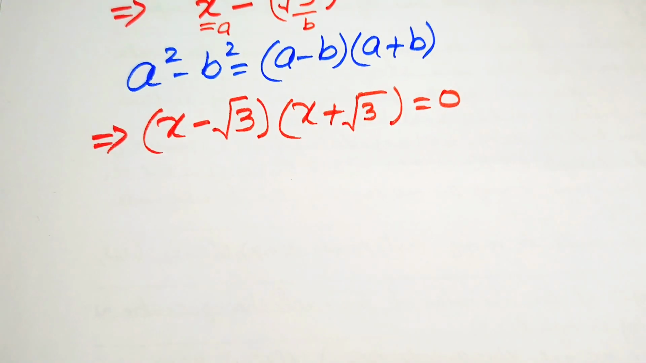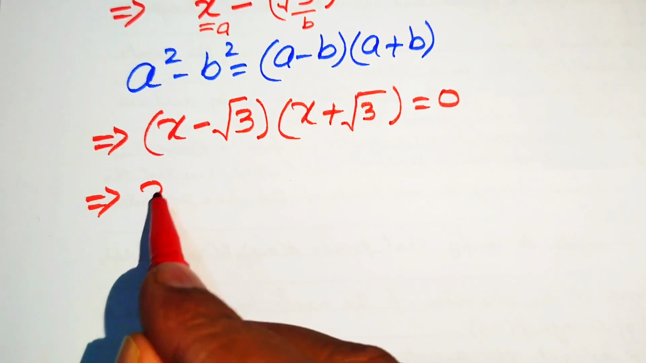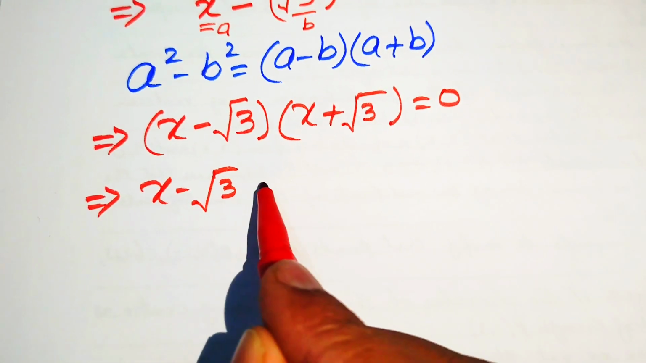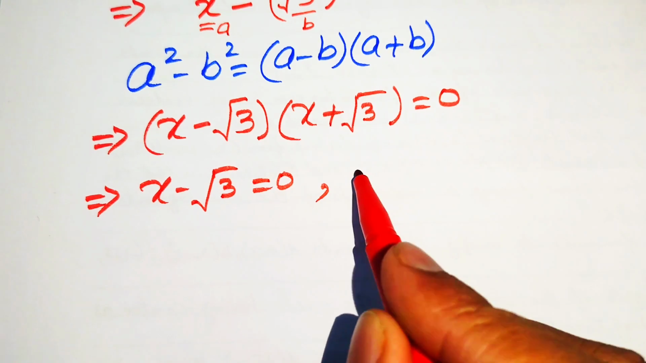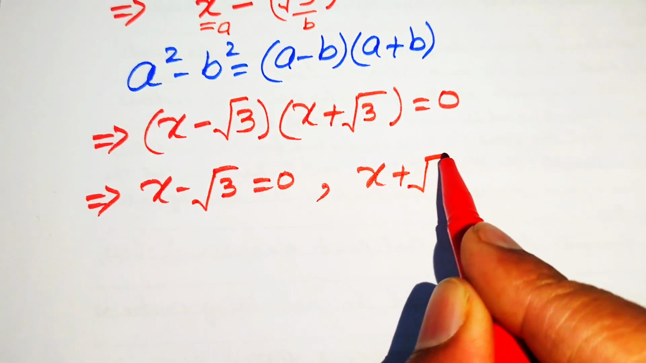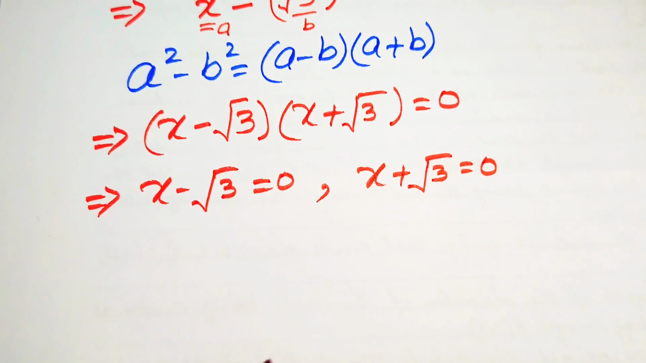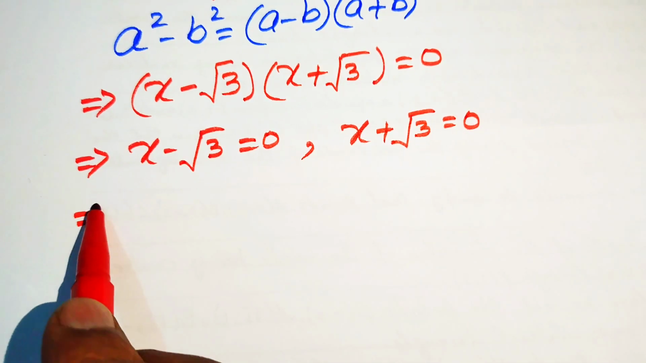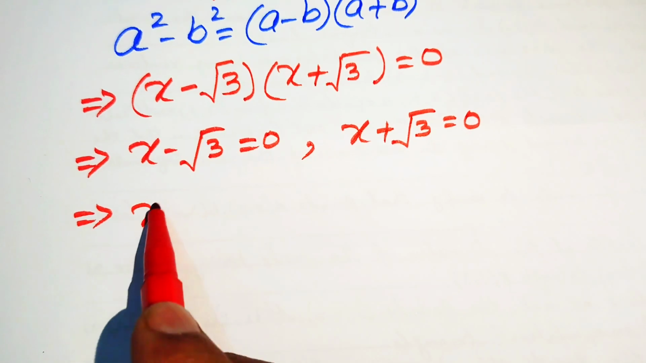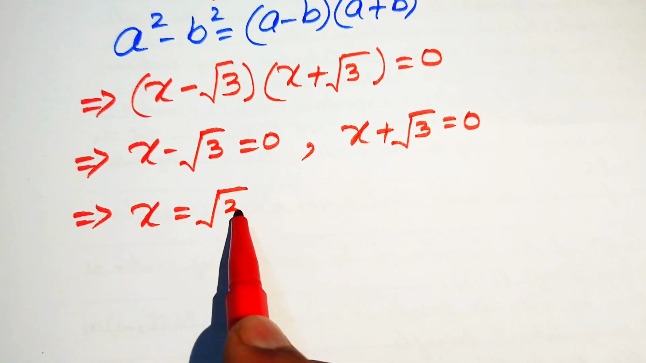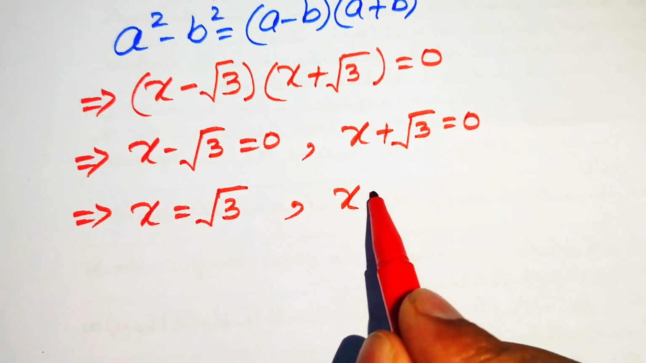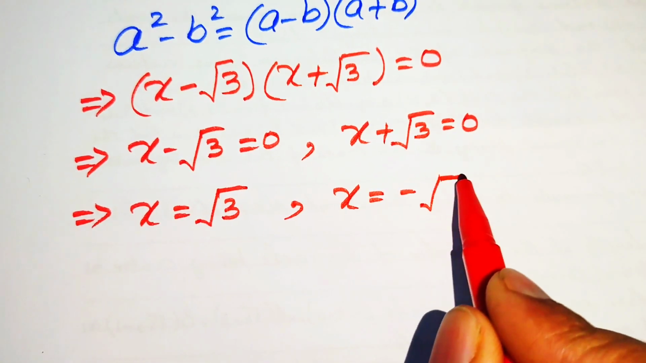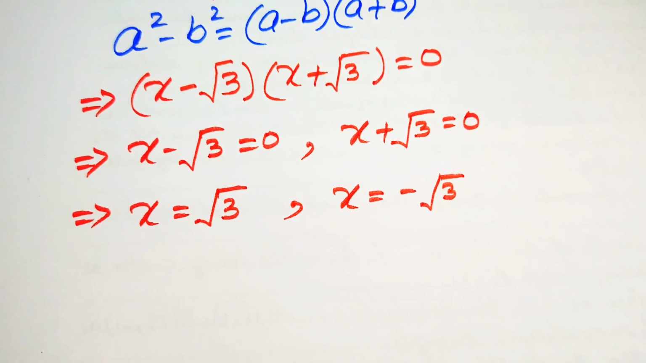Further, we divide this problem into two cases. The first case is x minus square root of 3 equals 0, and the second case is x plus square root of 3 equals 0. After that, we easily get the value x equals square root of 3, and here we easily get the value x equals minus square root of 3.